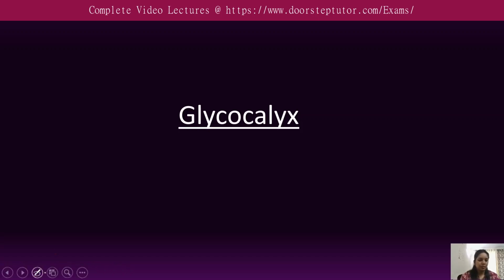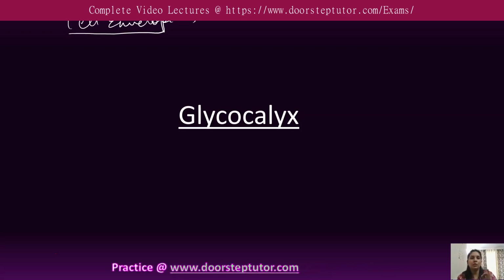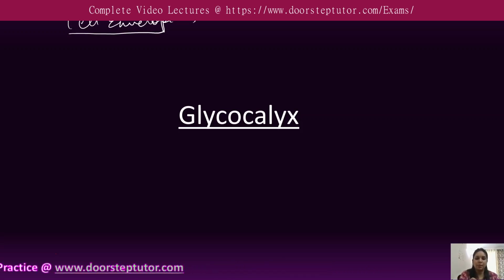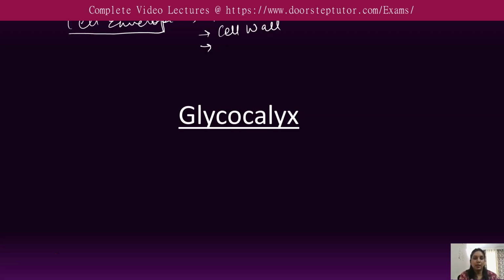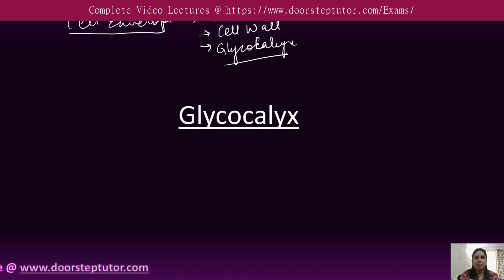We know that the bacterial cell is basically composed of the cell envelope, and the cell envelope includes everything which is present outside, that means all the membranes or layers present outside the plasma membrane. Therefore, the cell envelope includes the plasma membrane. Outside the plasma membrane is a cell wall, and an additional layer is present outside the cell wall, which is usually known as the glycocalyx. So in this lecture, we'll discuss the glycocalyx and the plasma membrane.